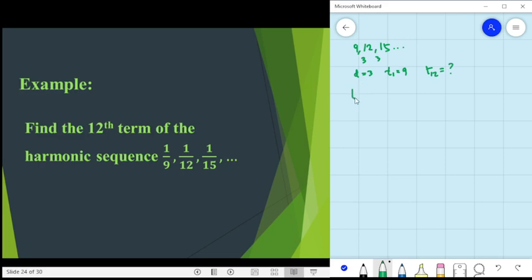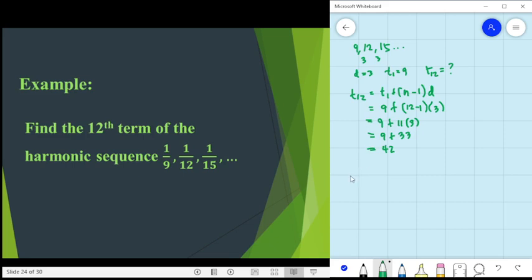So from here, to find t sub 12, it would be equal to t sub 1 plus quantity n minus 1 times d. So our t sub 1 is 9 plus n, which is 12, minus 1 times the common difference of 3. So we have 9 plus 12 minus 1, which is 11, times 3. So we can now have 9 plus 33, and the sum therefore is equal to 42.